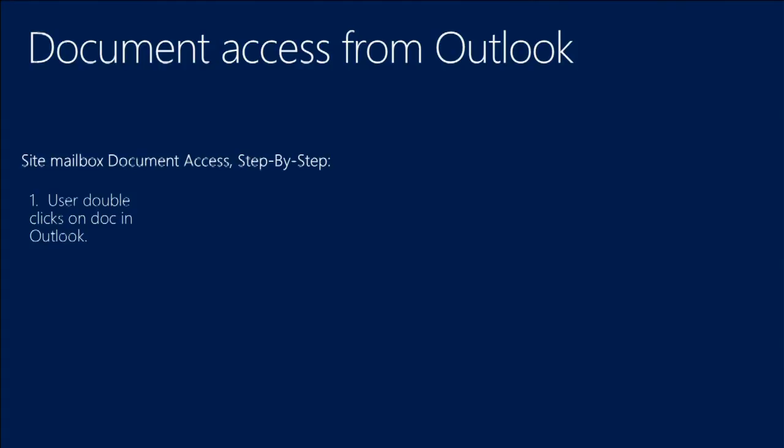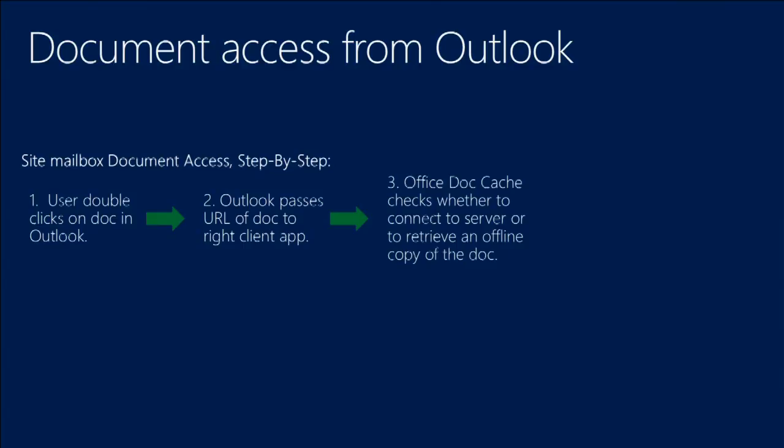So I keep alluding to this statement that Outlook and Exchange only have essentially links to these documents. So what's happening? Let's take a closer look. When the user double-clicks on one of the documents that they see in Outlook, Outlook will actually pass the URL of that doc either to the browser, if it's not an Office document, or, in the case that it is an Office document, to the appropriate Office client. The Office document cache, which is built into those clients, will then check whether it needs to open it against the server, or alternatively, open it against an offline copy on the user's device.